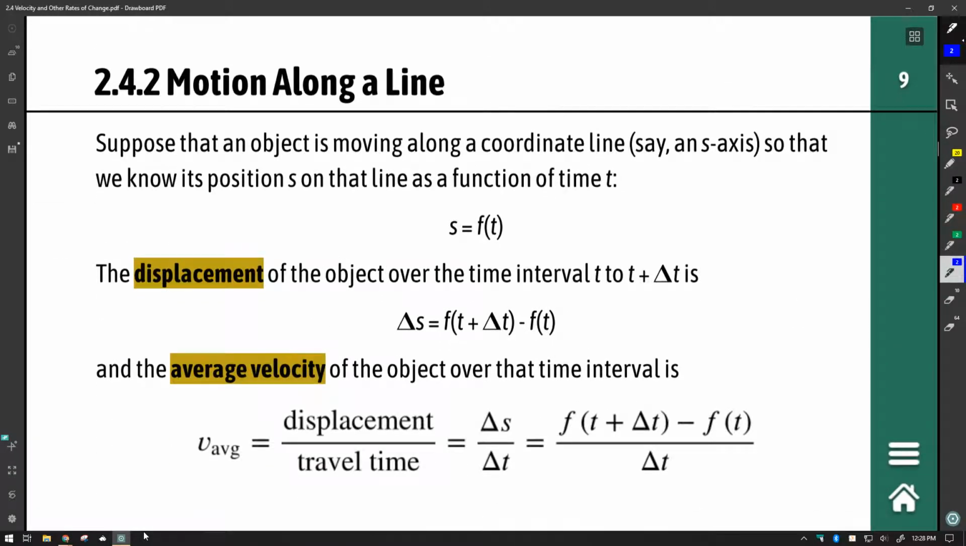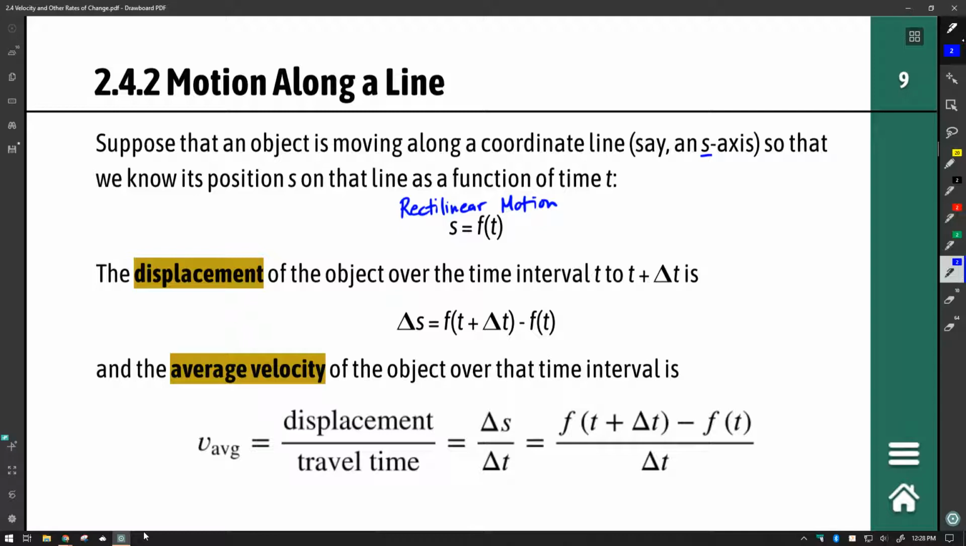So we begin like this in motion along a line. We want to suppose that an object is moving along a coordinate line, say for this case, an S-axis, so that we know its position S on that line as a function of time t. And we're going to call that function S. It's a function of time. So this is a term known as rectilinear motion.